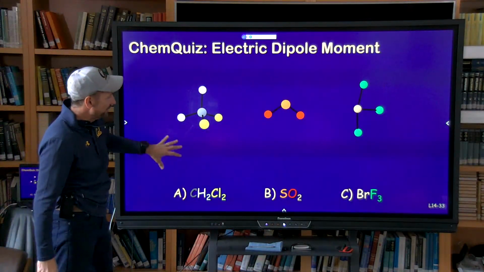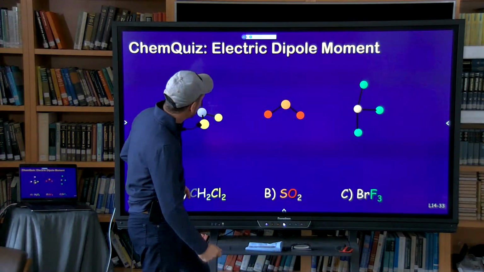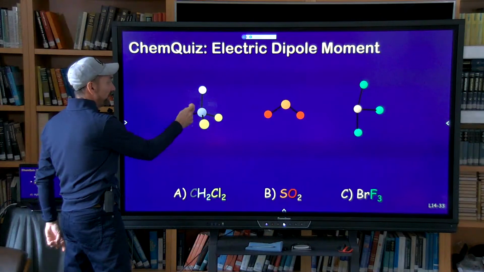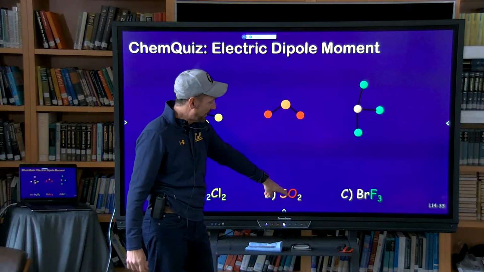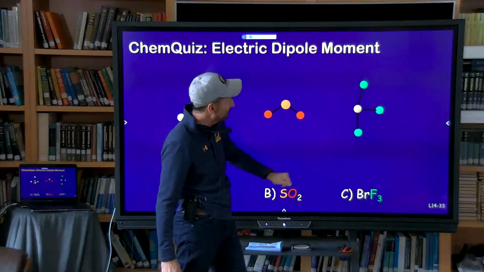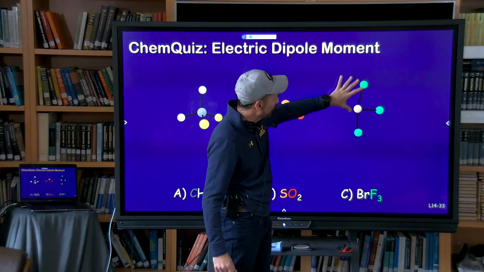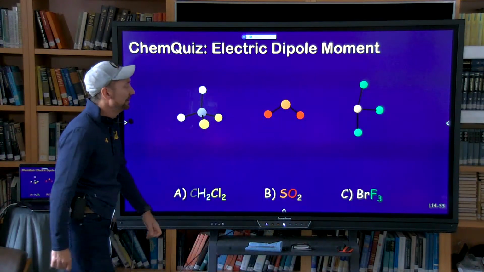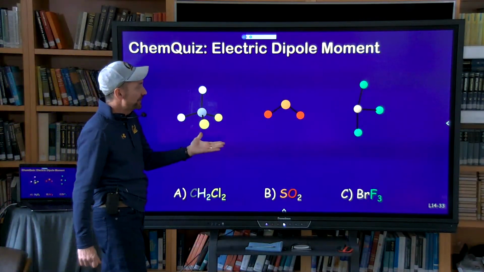So I did the electron pair geometry, and I came up with these structures. Tetrahedral here, SO2, I've removed the lone pairs and have that bent geometry. And here, BrF3, I remove the lone pairs and have that geometry. So is there a way now?